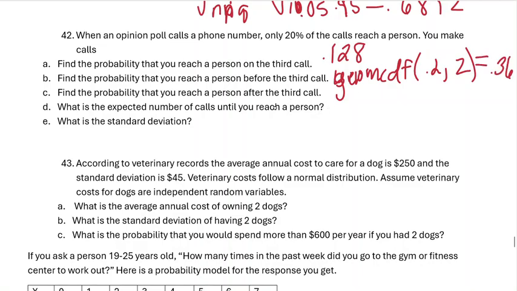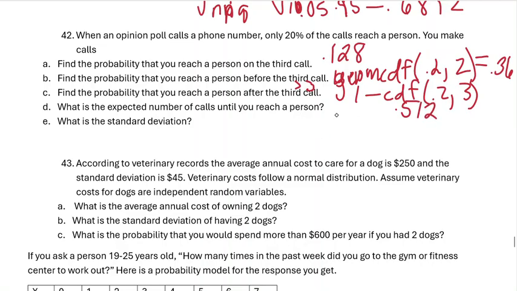Find the probability that you reach a person after the third call, which means greater than 3, means 4, 5, 6, 7. So the probability is going to be 1 minus geometric CDF 0.2 and 3, since we're taking off 3 down. That gives 0.512.